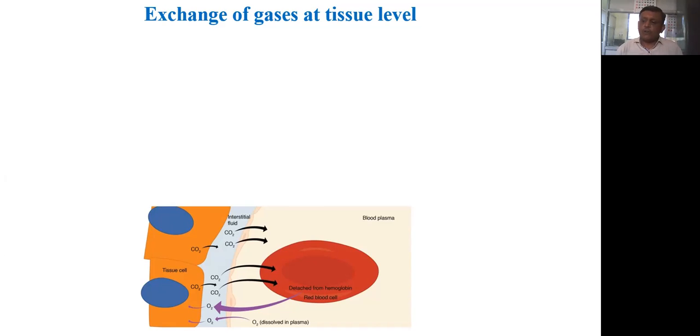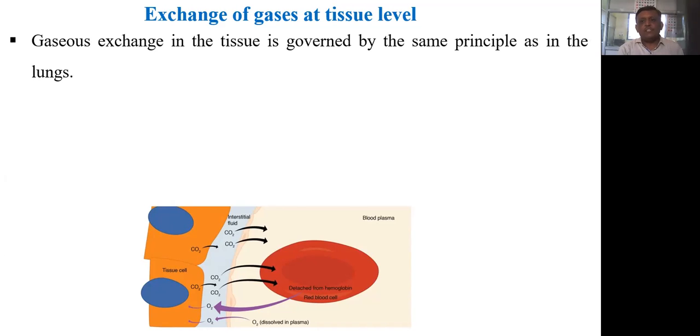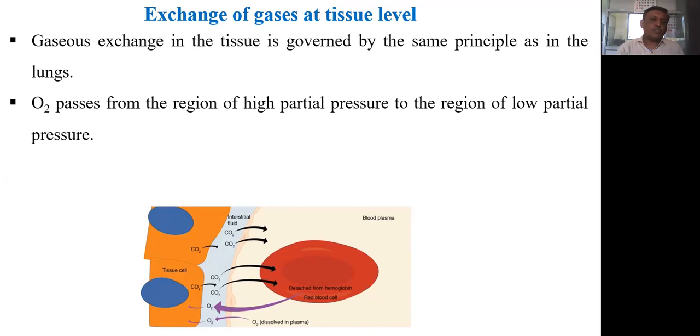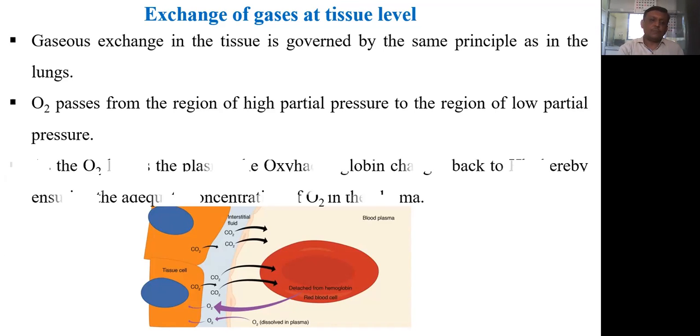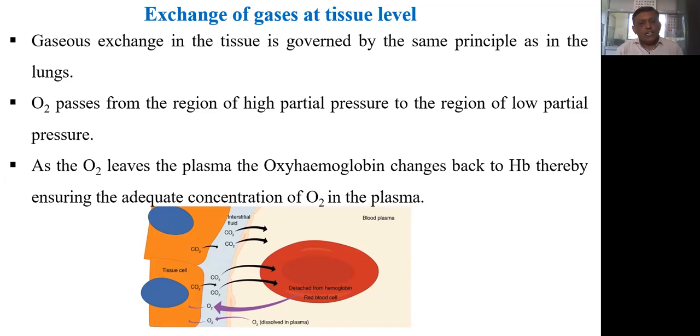So when such oxygenated blood is carried to the tissue, the gaseous exchange in the tissue is governed by the same principle as in the lungs. Oxygen passes from the region of high partial pressure to the region of low partial pressure. As the oxygen comes out from the plasma, the oxyhemoglobin again converts back to hemoglobin, thereby ensuring the adequate concentration of oxygen in the plasma.